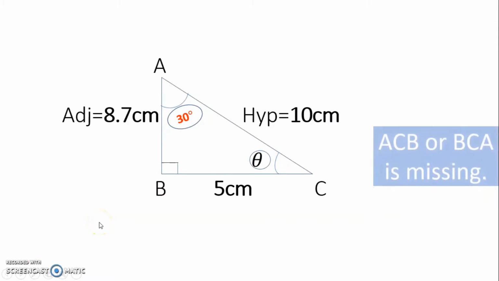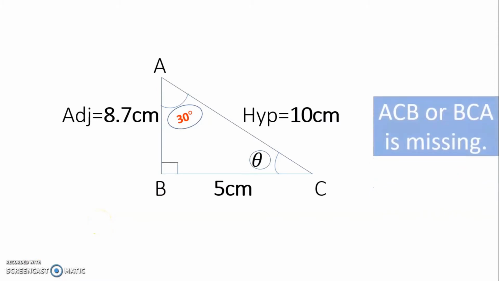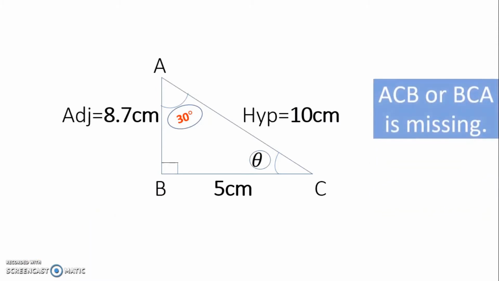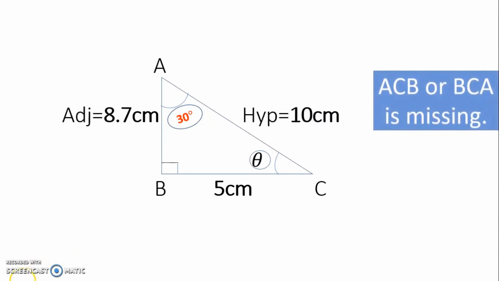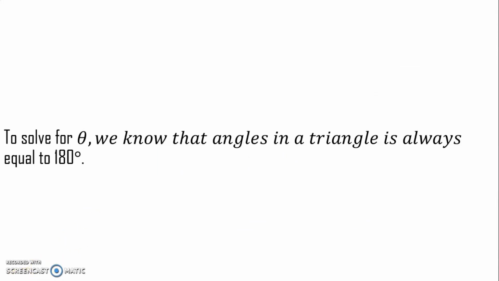How are we going to find the missing angle? That will be our focus for this lesson. To solve for theta, we know that angles in a triangle always add up to 180 degrees.